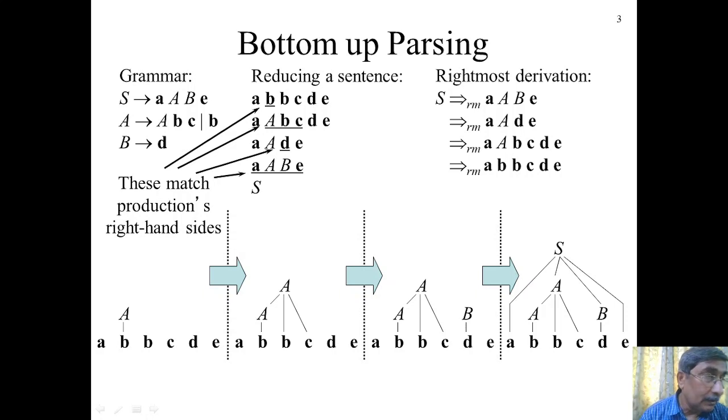Now naturally, the question that is coming to your mind is, given a sentence or a sentential form, how do I find out this underlined substring? There may be many matches for the substrings which could appear in the right hand side of these production rules, but only one of them will actually be valid to be replaced. So that is the trick that the bottom-up parsing algorithm uses. That is what we are going to learn.